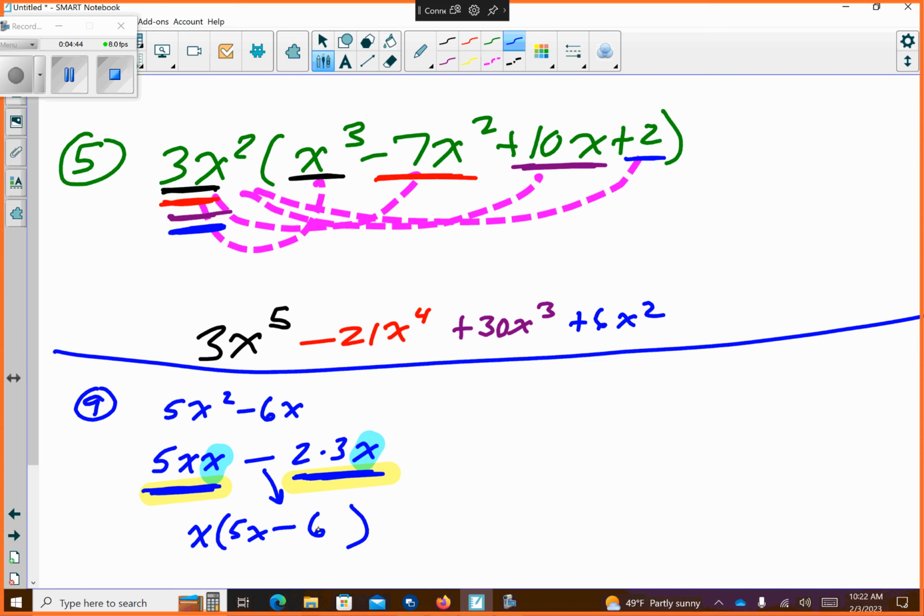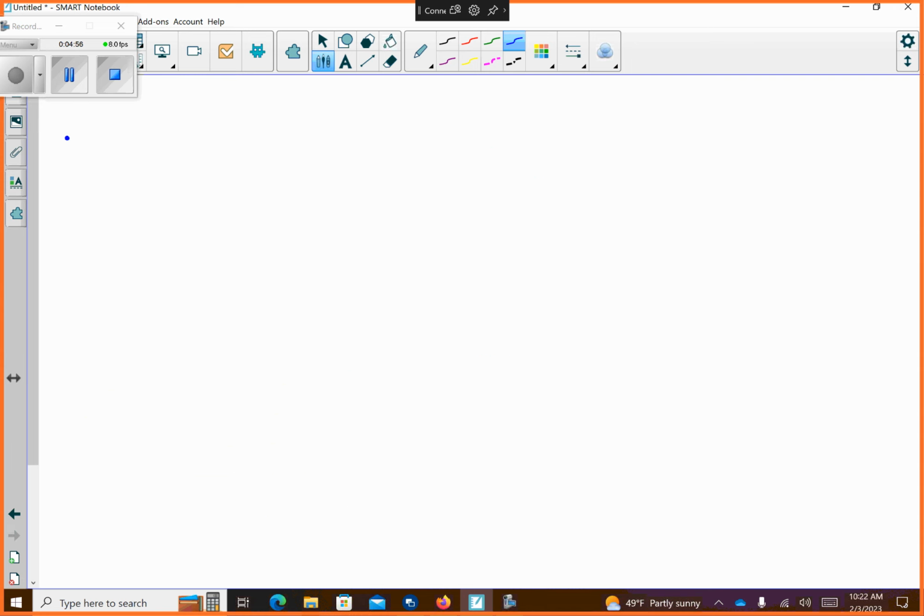What else did you see from the odd problems on page 39 and 40 that I could help you with? 17. Okay. Remind me to do 21 here in a second. So 17: I have 2x to the 5th minus 3x to the 4th plus 5x to the 3rd.